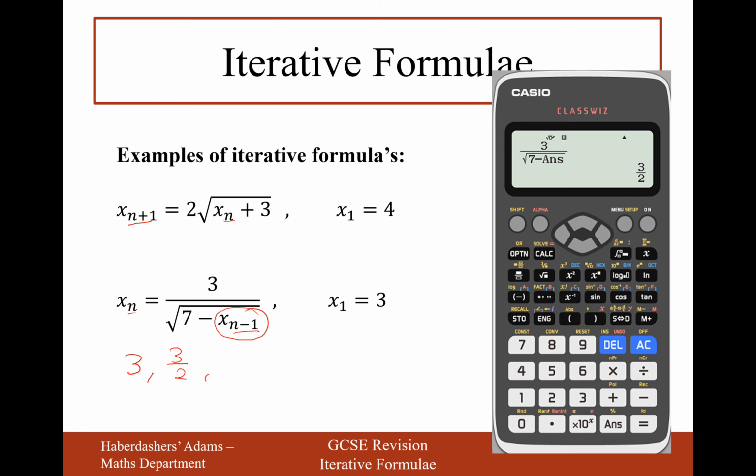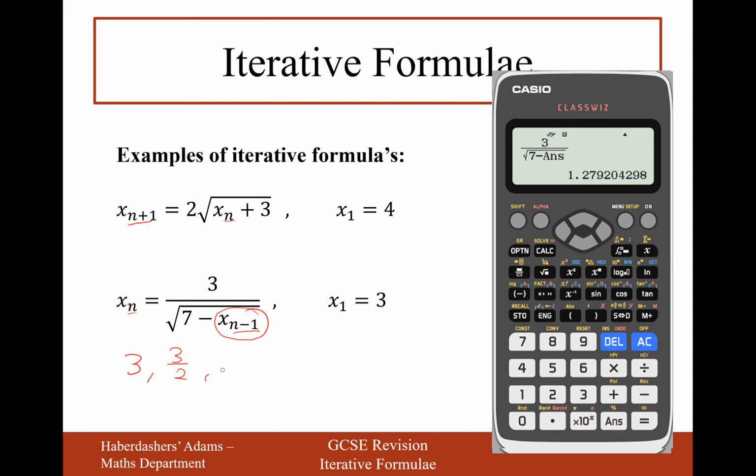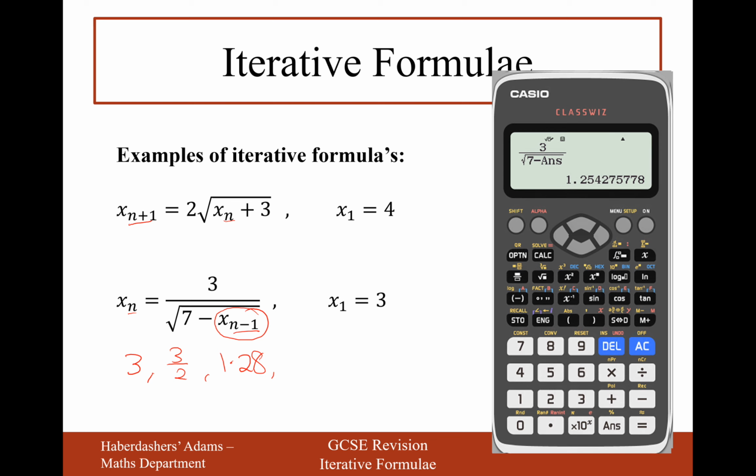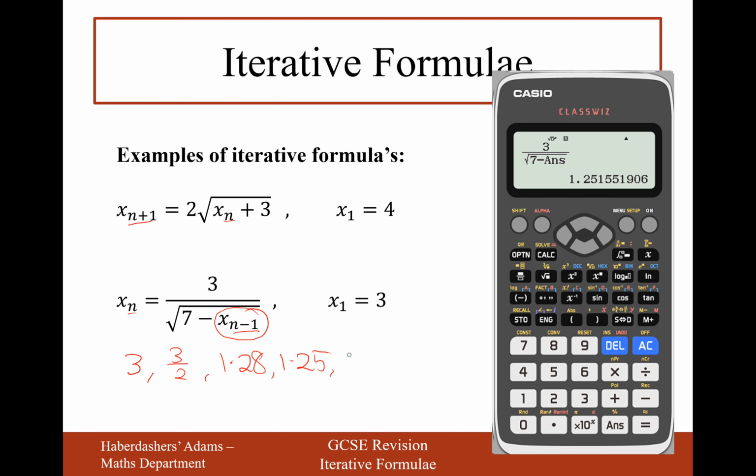Then all we need to do to get the next number in the sequence is press the equals button again, because 3.3 over 2 is the answer value in my calculator at the moment, and 3 over 2 is the value that I'd use to generate the next number in the sequence. So just press equals again, get 1.28. Press equals again and you get 1.25. Press equals again and you get 1.25 still.